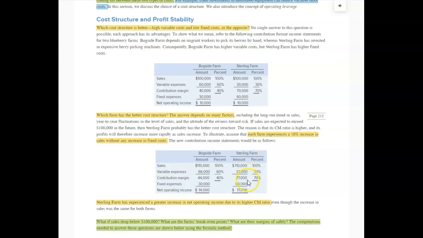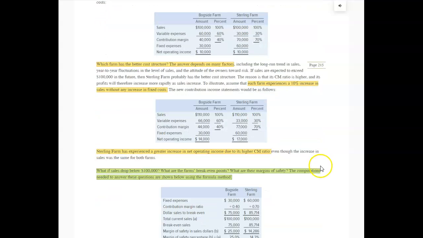For Sterling Farm, I'll just jump to it, we have a 70% contribution margin ratio. That means we go to $77,000 in contribution margin. We do have higher fixed expenses, but we also have a higher net operating income. This is because they are financed more through fixed expenses compared to Bogside. And once they hit the break-even point, the more revenue they have coming in, the more goes to the bottom line. With a 70% contribution margin compared to 40%, you have a lot more going to the bottom line than you would with just the 40%.